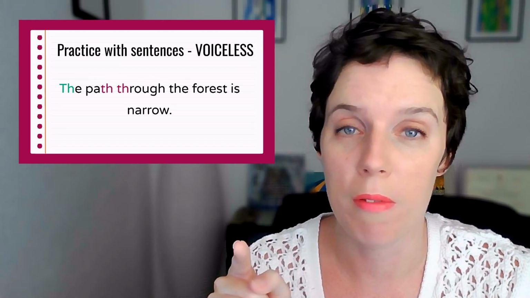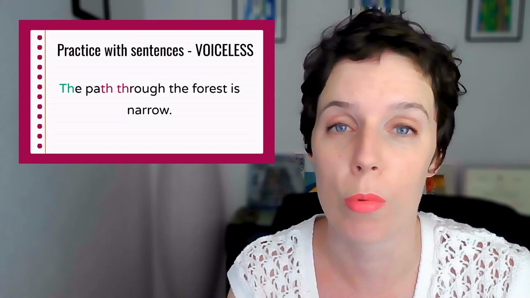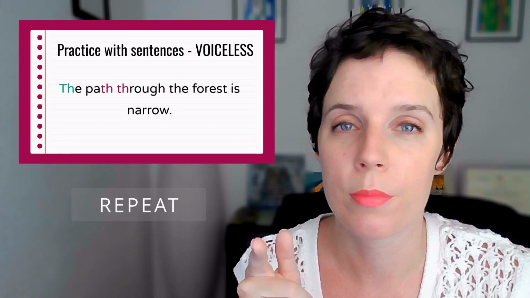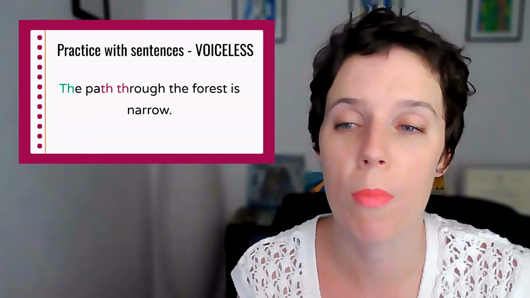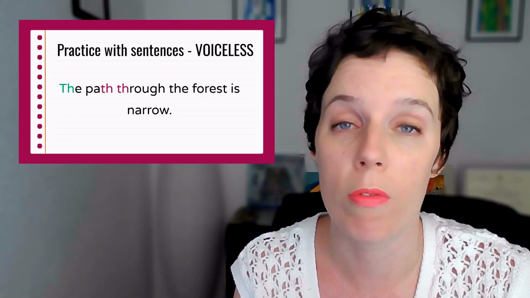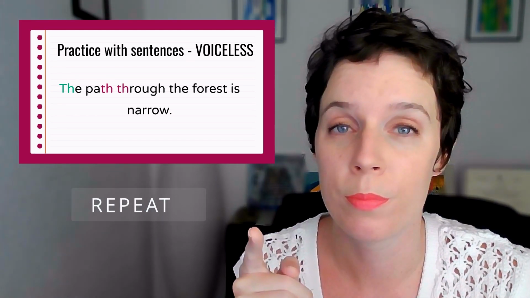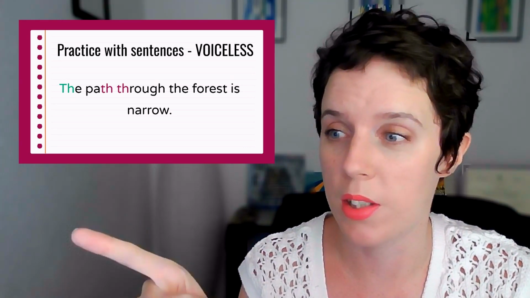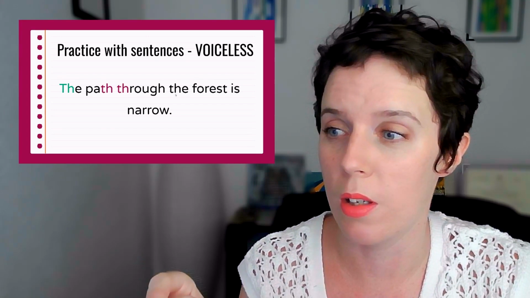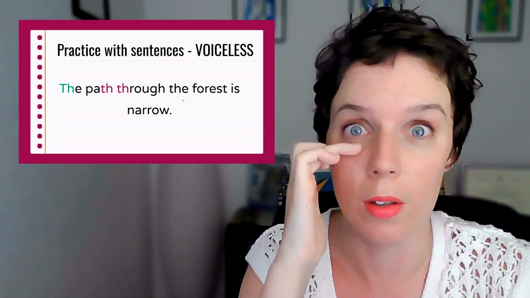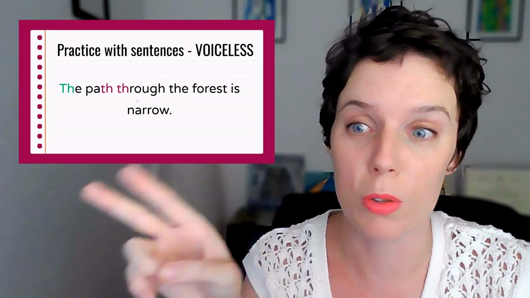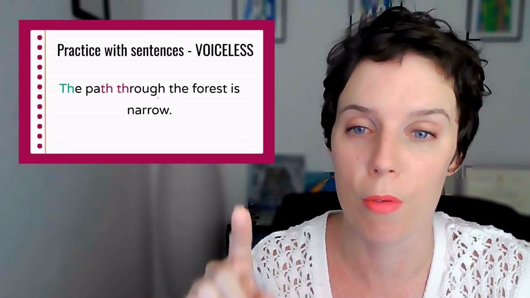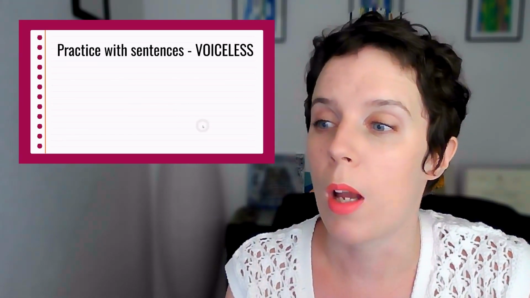Your turn, repeat after me. The path through the forest is narrow. Okay, one more time. The path through the forest is narrow. Okay, I actually forgot to highlight the second voiced th on the there. So you've got two voiced with the, and then you've got th and th for path and through. Okay, one more.